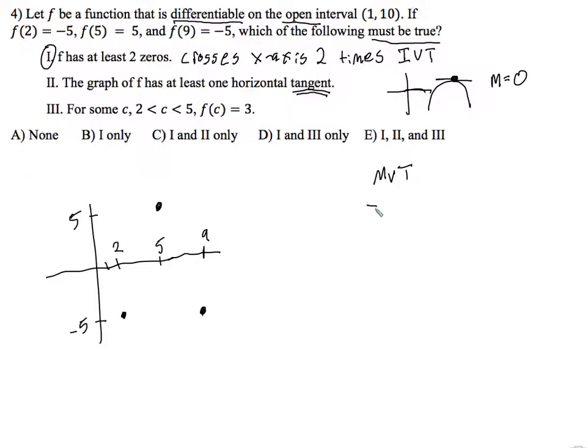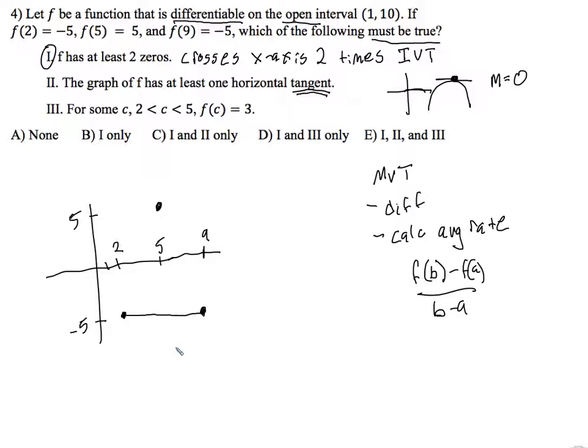For MVT, first you need differentiable, which it is, and then you need to calculate what? The average rate. And what is the average rate formula again? Okay, let's do that. A really quick shortcut: if you begin and end at the same point, the average rate is going to be 0. I know this is 0 just by looking at the graph. The start and end are at the same height, therefore the average rate is 0.